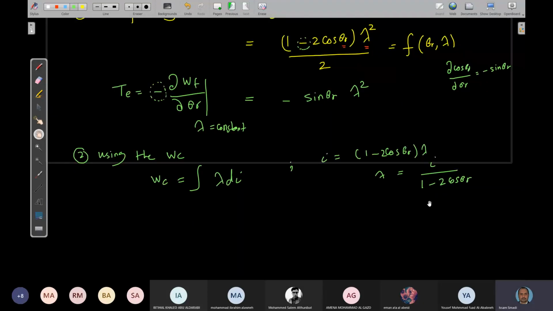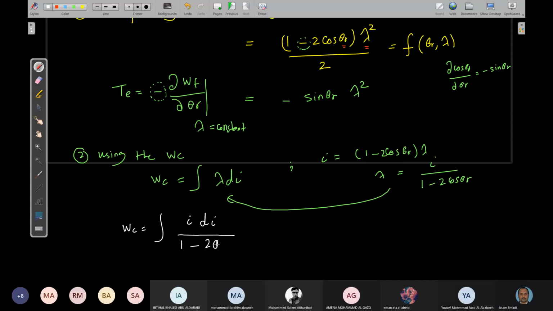In order to do the integration, I will substitute now this one here. So omega c will equal the integration of I di, and this is the constant, 1 minus 2 cosine theta r. So this will equal to what? 1 over 2 I square over 1 minus 2 cosine theta r.